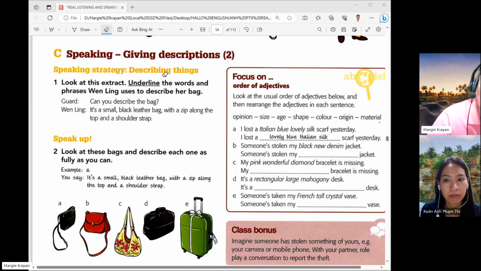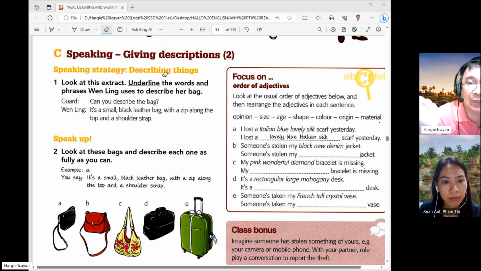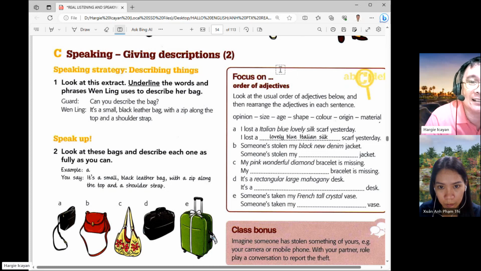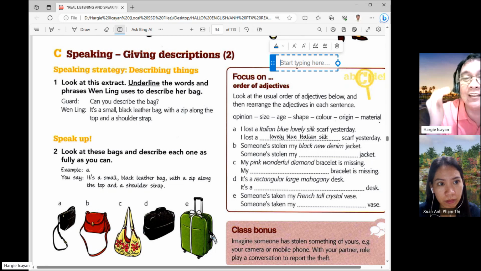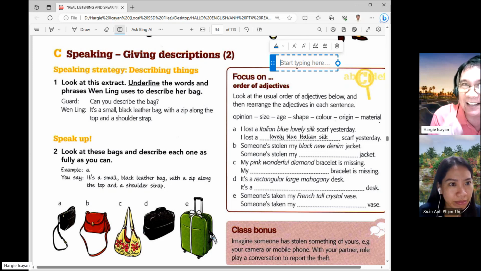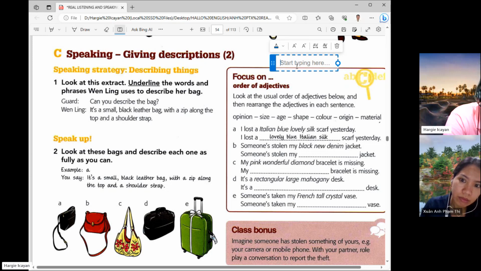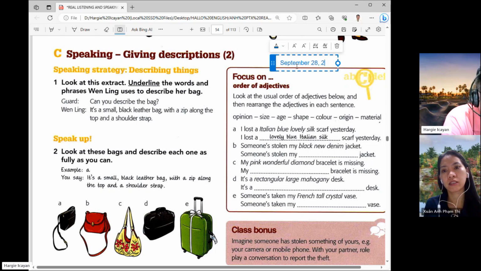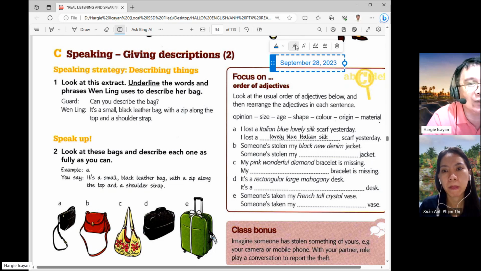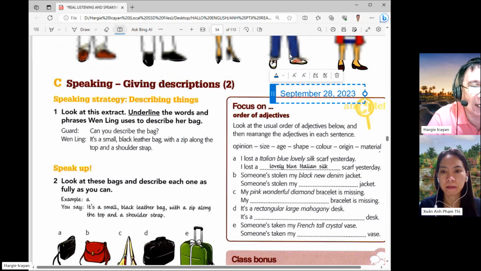Now, on our next meeting tomorrow, we still have another meeting tomorrow, we will discuss the order of the adjectives, Anne. It's very important that we follow the order of the adjectives. It's not just describing with adjectives, but there is an order. So tomorrow is going to be September 28, 2023. We will see each other again tomorrow, Anne.